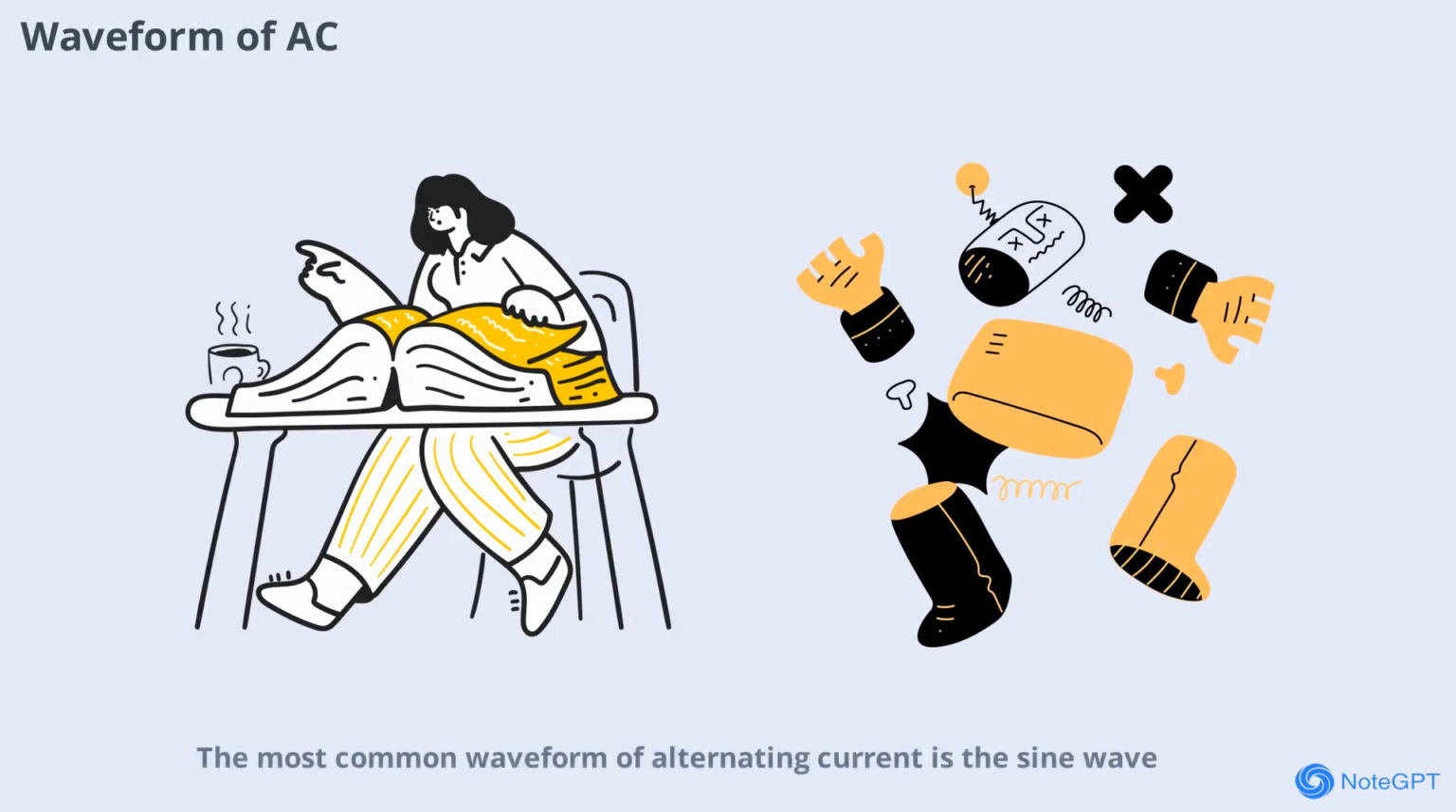The most common waveform of alternating current is the sine wave. This means that the current varies smoothly and periodically, following a mathematical sine function. The sine wave is important because it allows for efficient energy transfer and is easy to generate with rotating machines like alternators. The smooth oscillation between positive and negative values is what makes AC so versatile for different applications. Let's visualize the sine wave and see how it represents the changing nature of alternating current.